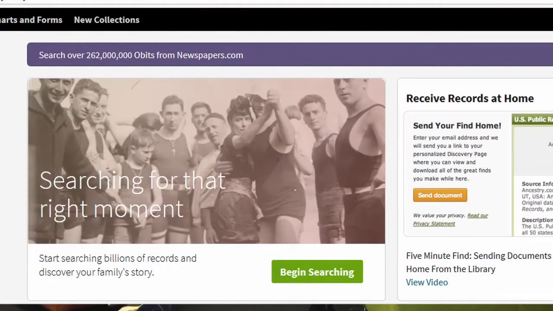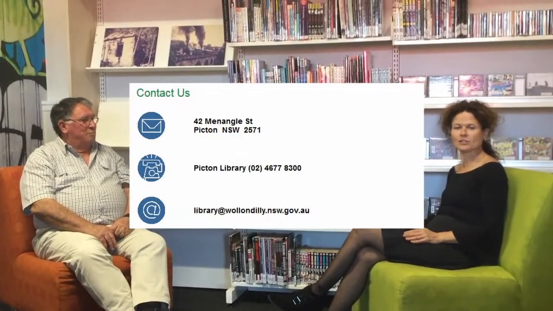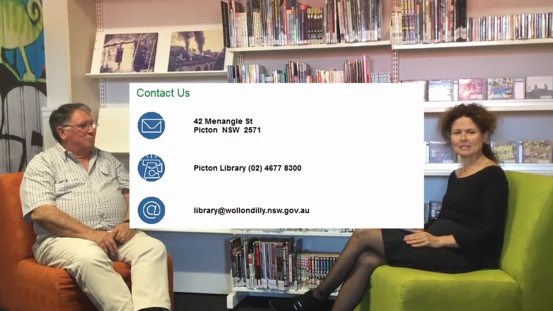Pleasure. We'll follow up this interview with Robert with a demonstration on how to use Ancestry.com Library Edition to help reveal your family connections. Ancestry.com Library Edition is usually accessible from within the library, but while our COVID-19 closure is happening, it's freely accessible for home use to our library members. All you need is your library card number and your PIN number. If you need any assistance at all, just call us on 4677 8300 at the library and we're happy to help with that.